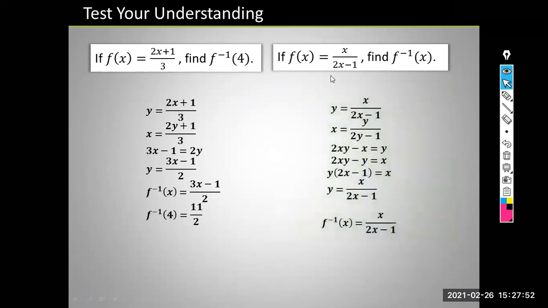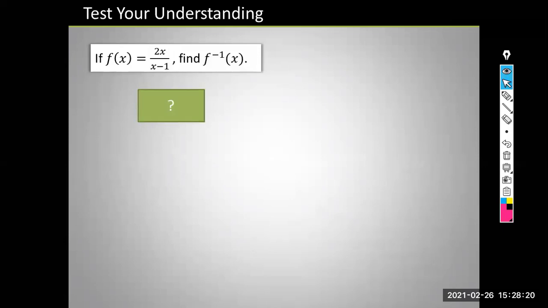For this one, you find the inverse. Same steps: change f(x) to y, and then interchange y and x variable for the second line here. And then you make y the subject. Here you will get x over (2x minus 1). So y here is the subject. You can change this notation to inverse of f. Last question for inverse before we go to composite.